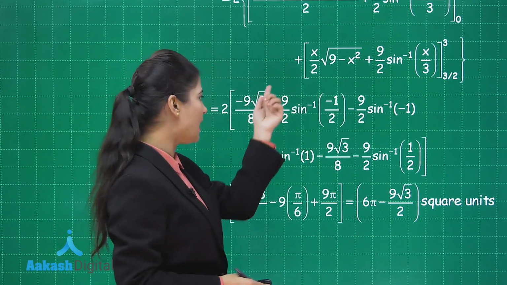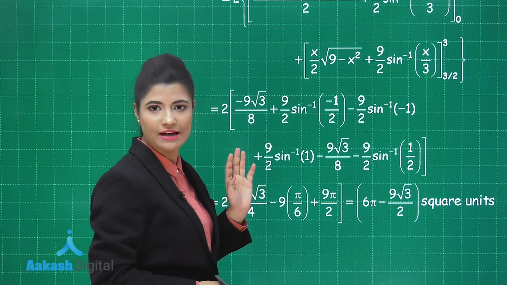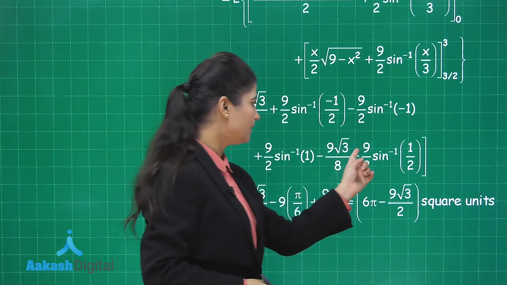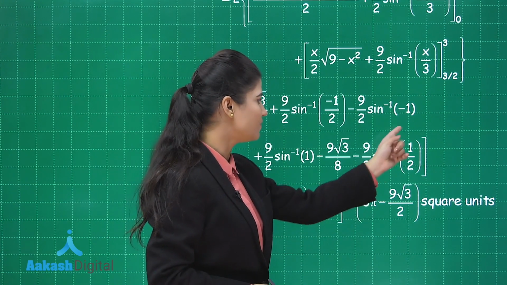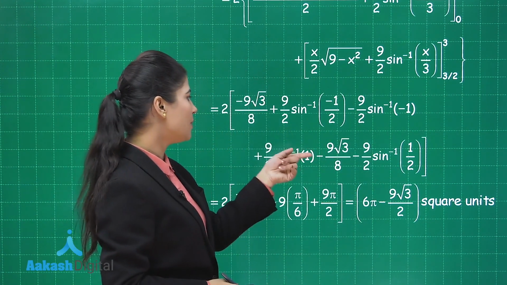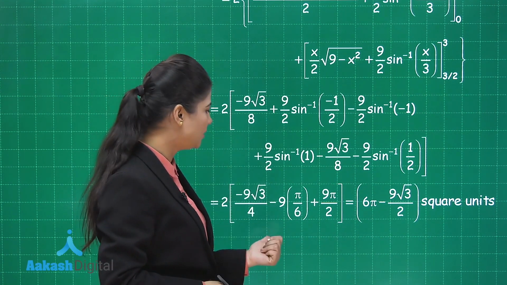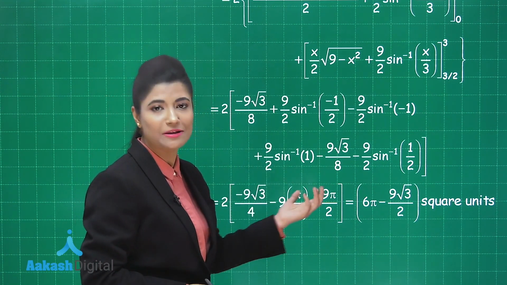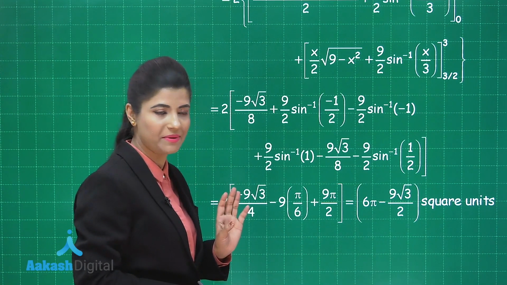Next we have here 9 upon 2 sine inverse minus 1 upon 2. So this will become minus 9 by 2 into pi by 6. Same goes here, we have minus 9 by 2 into sine inverse 1 by 2 is pi by 6. So these two gets added up to give you minus 18 pi by 12, which reduces to the value minus 9 pi by 6.